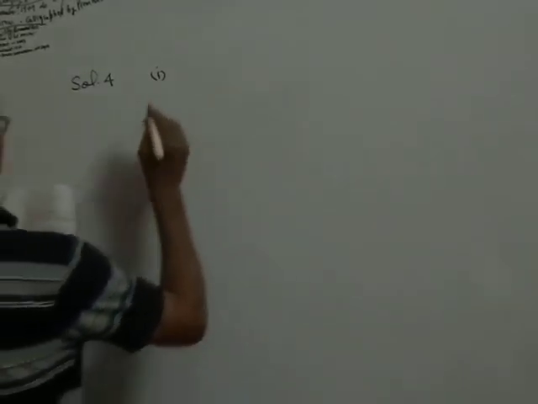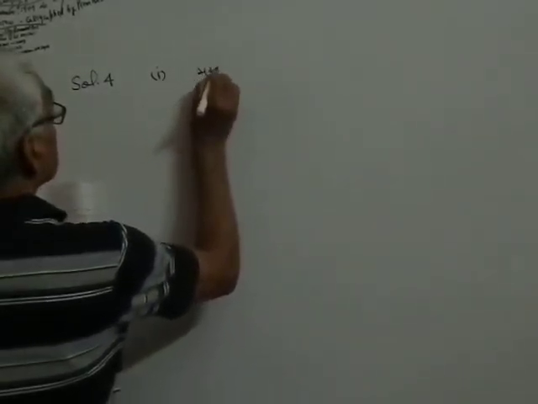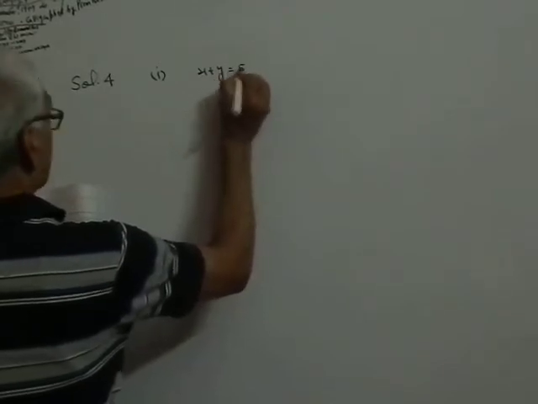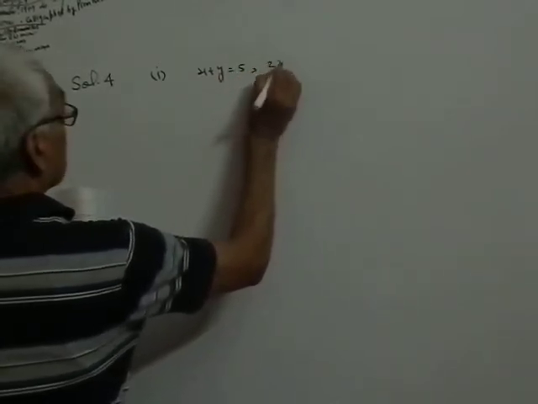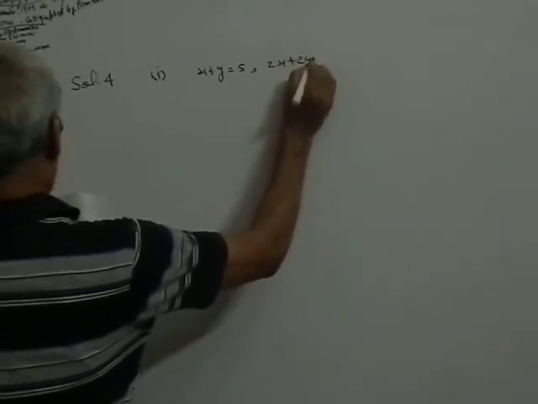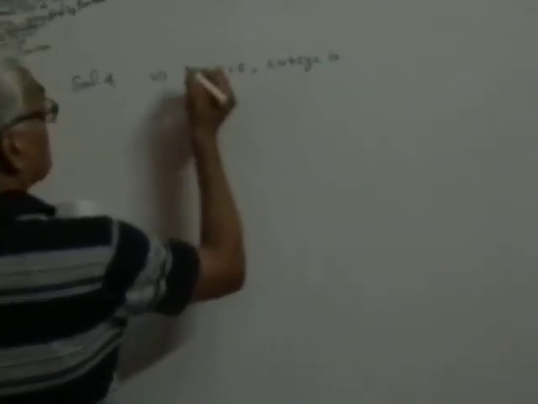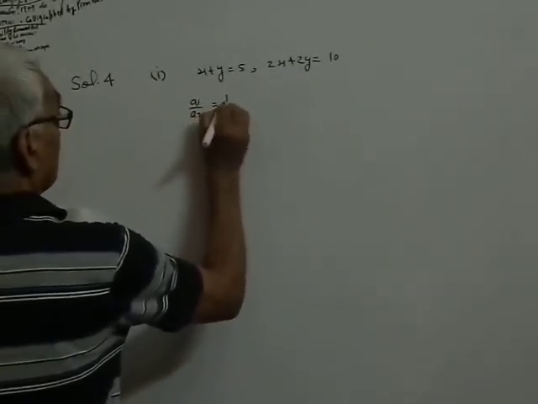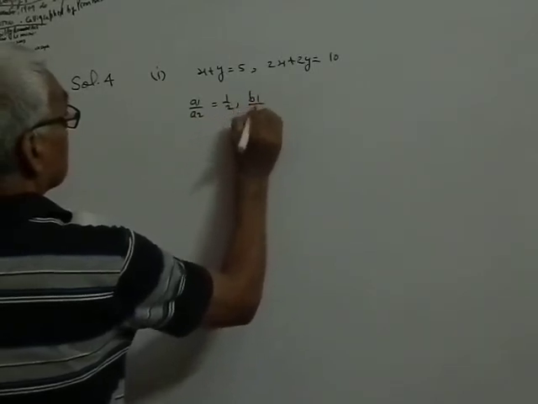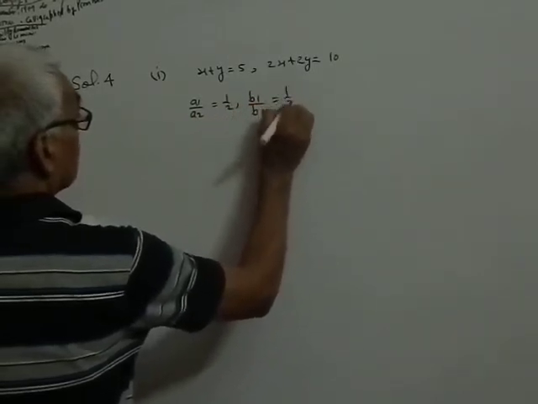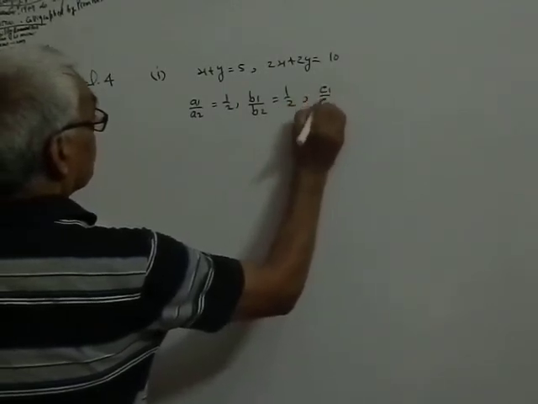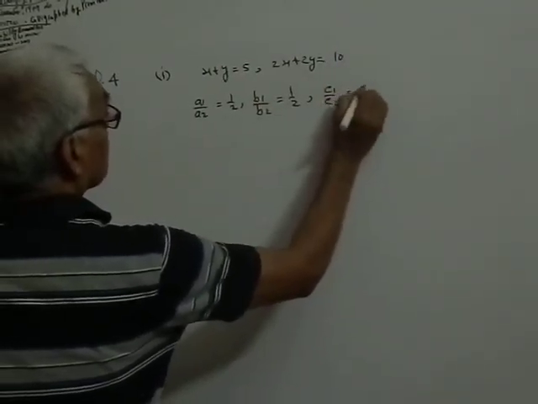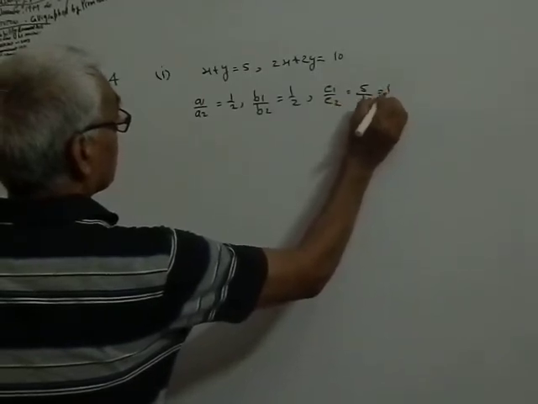So first we compare the coefficients. The first equation is x plus y is equal to 5, and the second is 2x plus 2y is equal to 10. So a1 upon a2 is half, b1 upon b2 is half, and c1 upon c2 is 5 by 10.